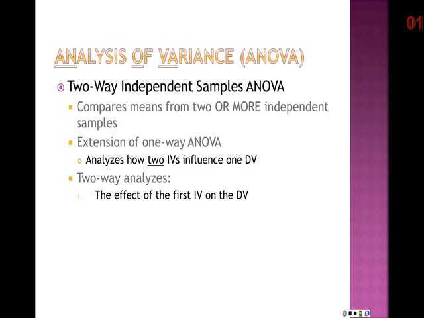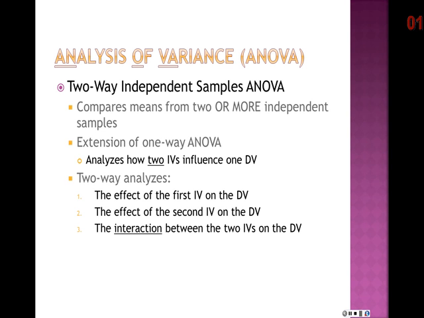So the analyses for two-way ANOVA look at the effect of the first independent variable on the dependent variable, the effect of the second independent variable on the dependent variable, and then it also looks at the interaction between the two independent variables and the dependent variable. And what I mean by interaction is the way that the two independent variables work together to create a difference in the dependent variable.